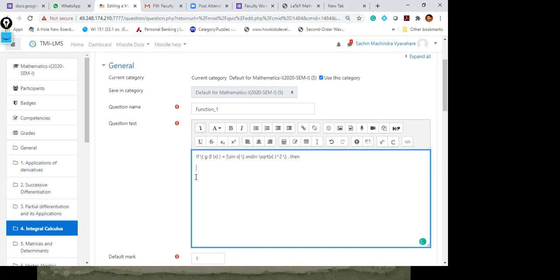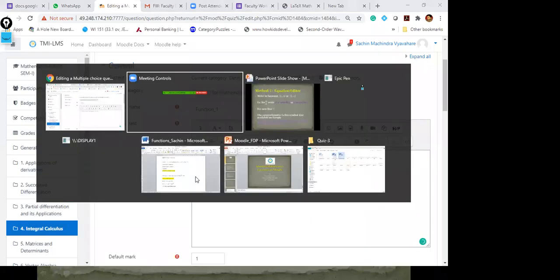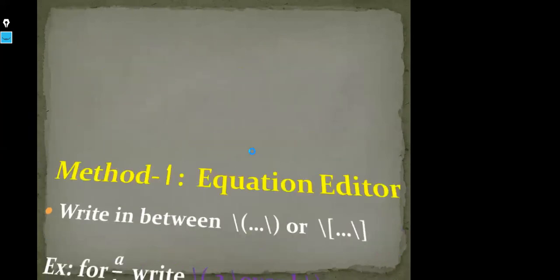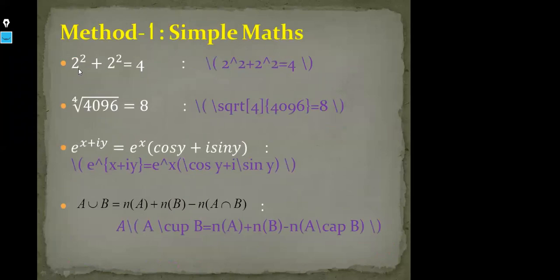I have already written a few of the commands in the PPT. I will show you that for a few of the equations. So I'm shifting here to the next slide. Okay, so if you want to write 2 square plus 2 square equal to 4, yes, this is a command. You can directly write it. But if you want to write in the equation editor window, you should write only this middle part.